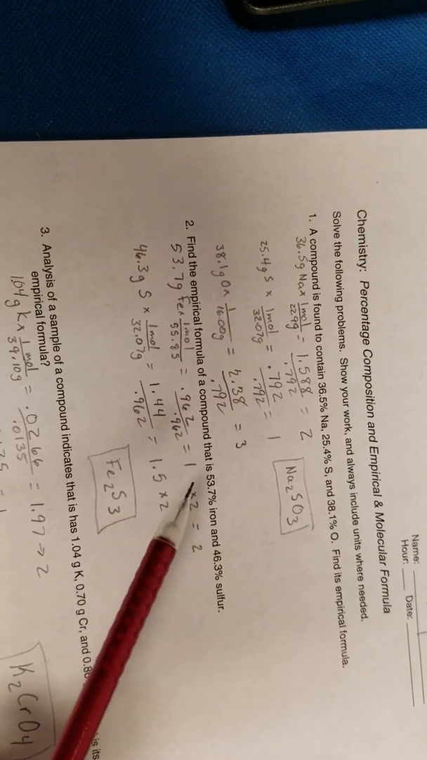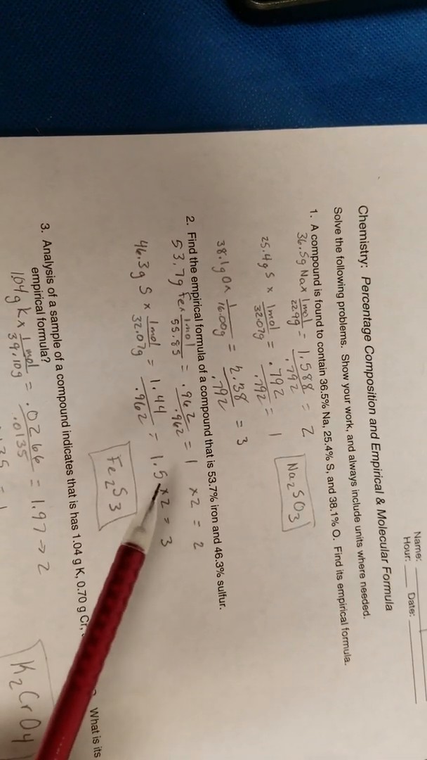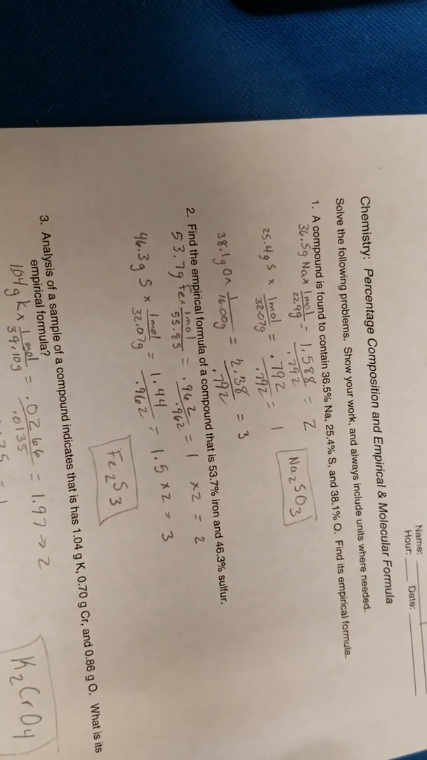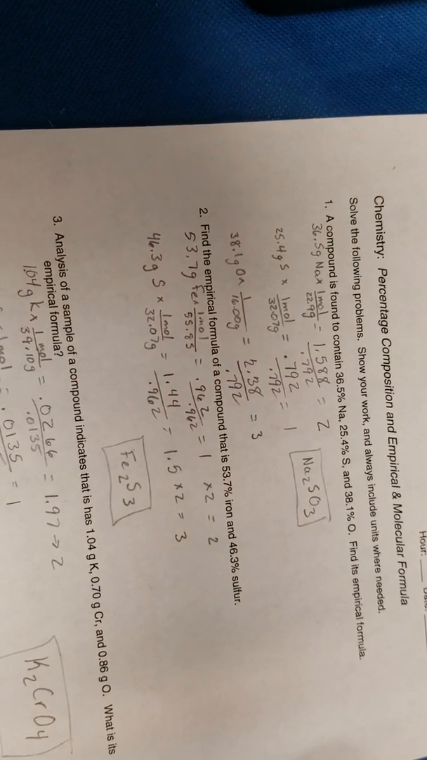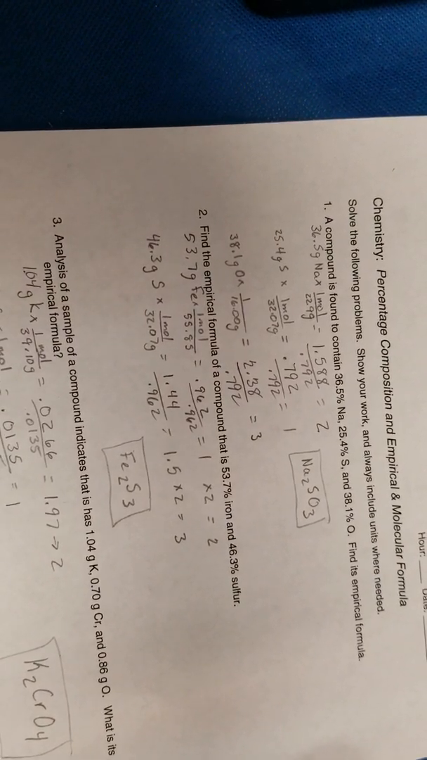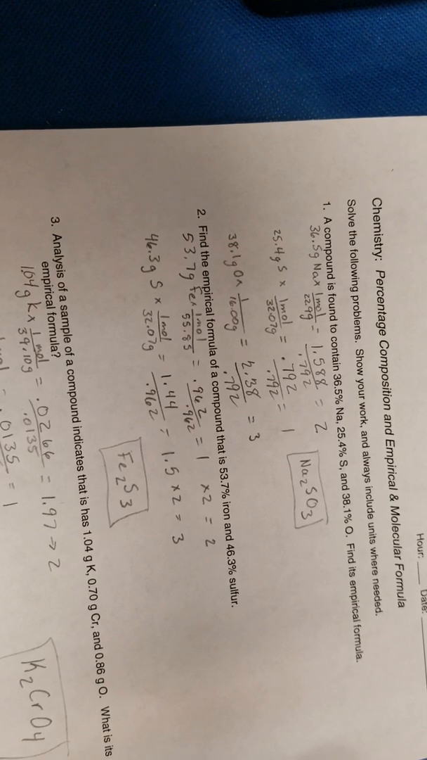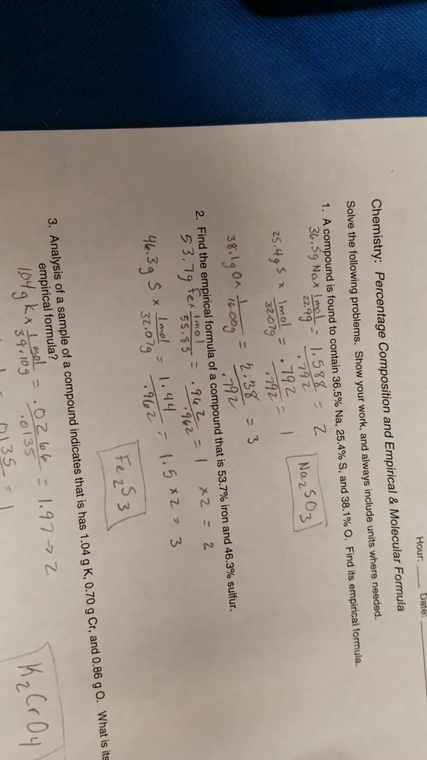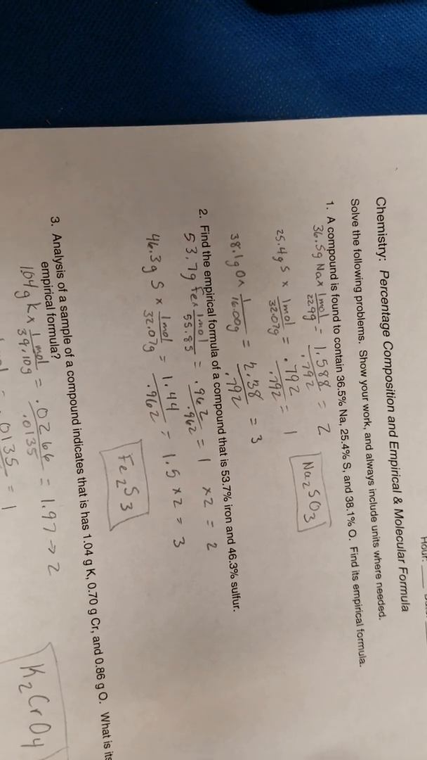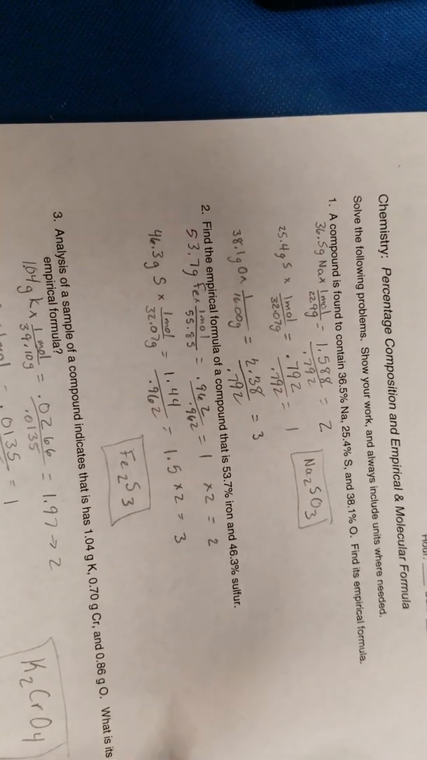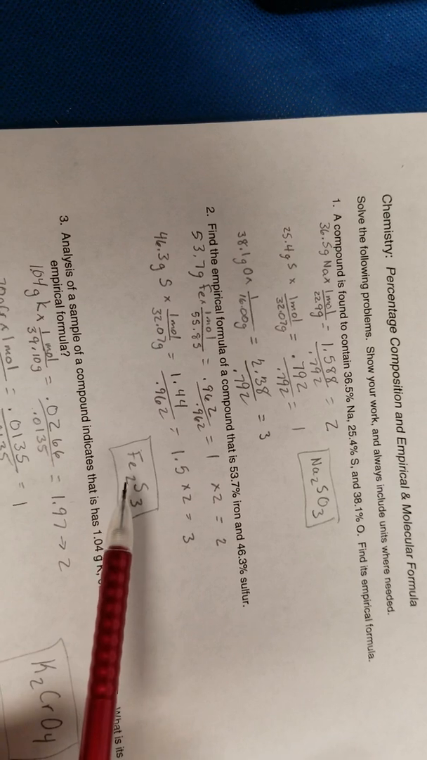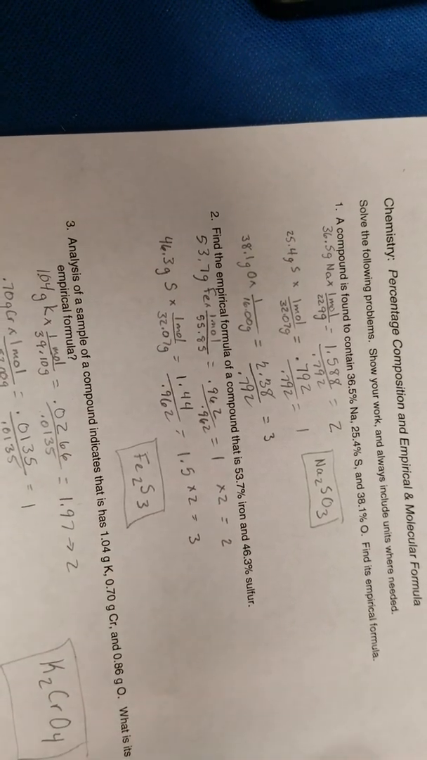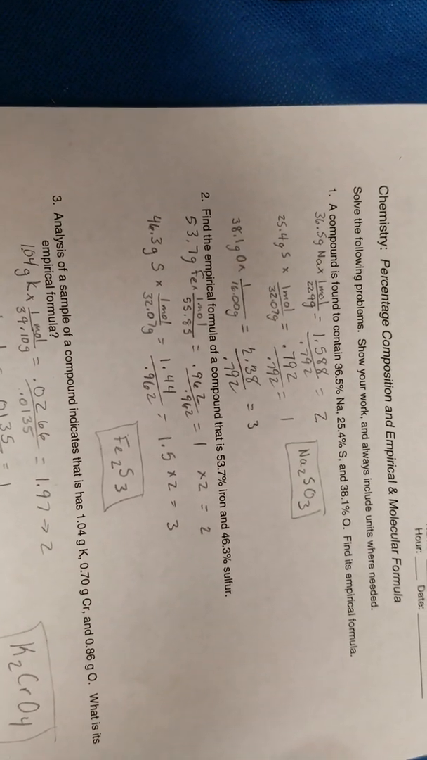Now we have to do the last line of the poem, which is multiply till whole. And remember, you have to do that step with all of the substances, or elements, I should say. So we're going to do the 1 times 2, which gives us 2 for the iron, and the 1.5 times 2, which gives us 3 for the sulfur. So that's why it's Fe2S3. Awesome. Hope that explained empirical formula.